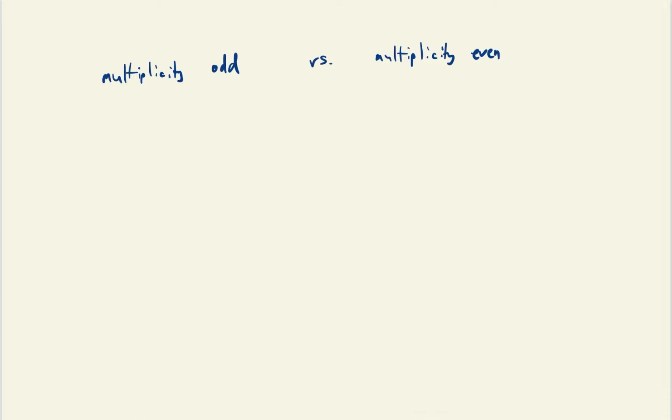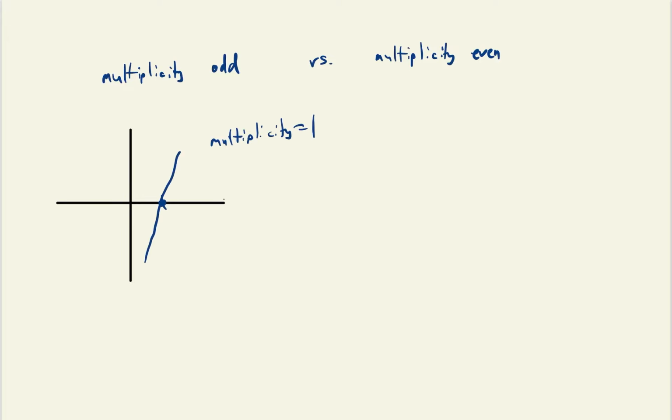All right, so if you have an odd multiplicity, I'll show you what that can look like. So let's say you had a 0 right there. Odd means if the multiplicity is 1, then it's just going to go right through the 0.